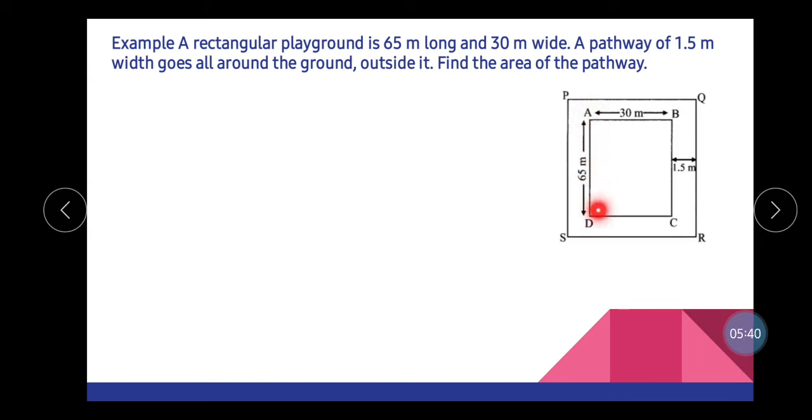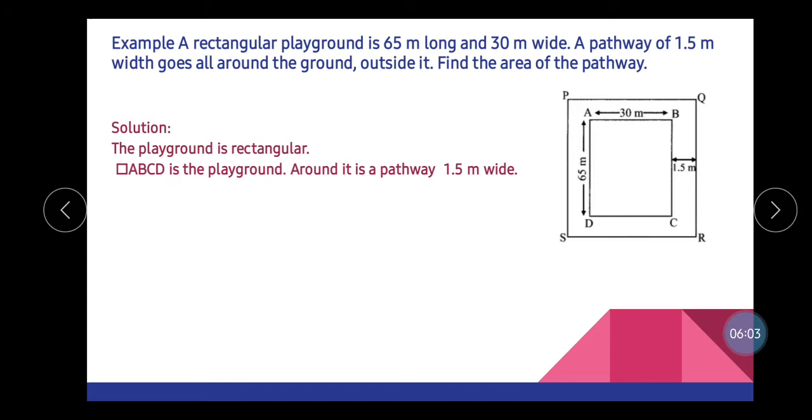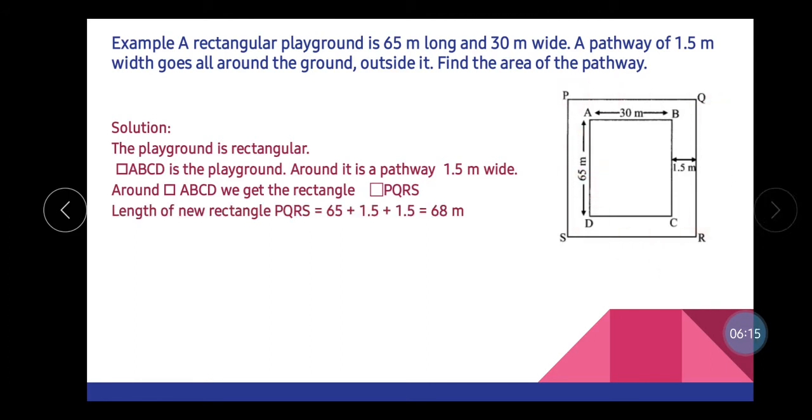This is a rectangular playground, you can see ABCD is a rectangular playground. Here we need a pathway of 1.5 meter. Now we need to find the area of this 1.5 meter pathway that is outside the ground. So let's see the solution. The playground is rectangular. Quadrilateral ABCD is the playground, that is the inside part. Around it is the pathway that is 1.5 meter wide. Around quadrilateral ABCD you can see rectangle PQRS.